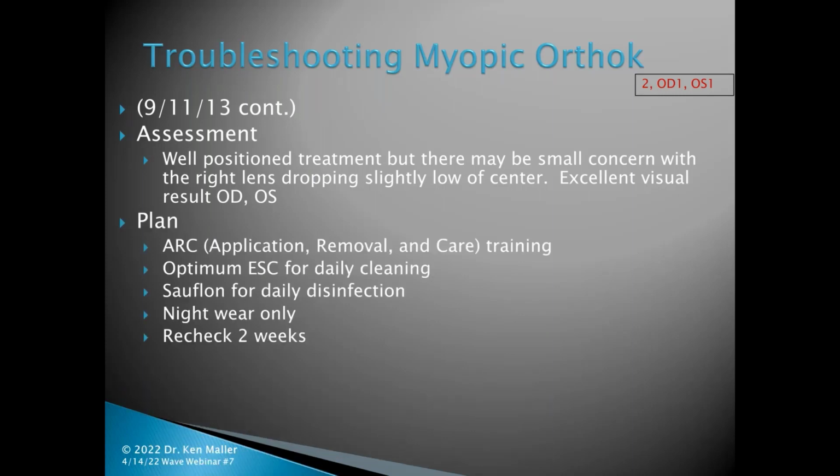My plan was I trained them up on how to get the lenses on, off, and how to properly take care of them. I was using Optimum Extra Strength Cleaner for daily cleaning at the time, and Softlawn, which is a hydrogen peroxide system for daily disinfection, nightwear only, and I checked him back 2 weeks later.